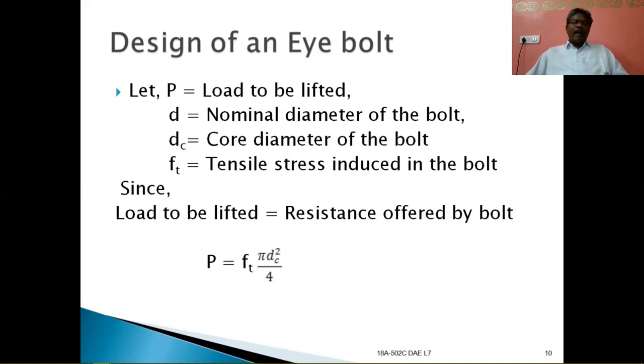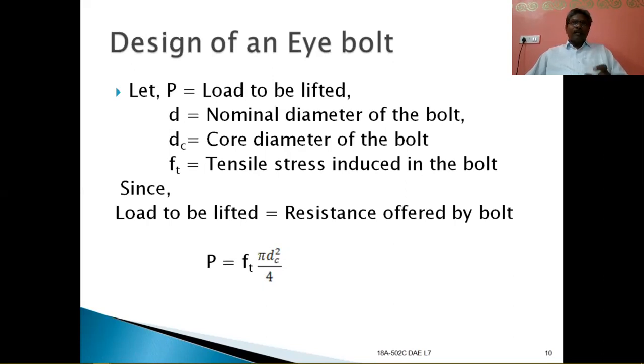Area perpendicular to the axis of the bolt, and tensile stress. And here we are going to take DC. Why? Because this is the smallest diameter of the threaded portion, which may suffer more. Thereby, the failure may occur at the root diameter only.